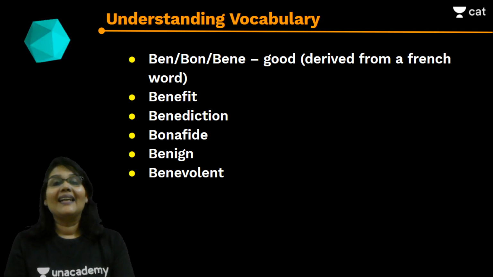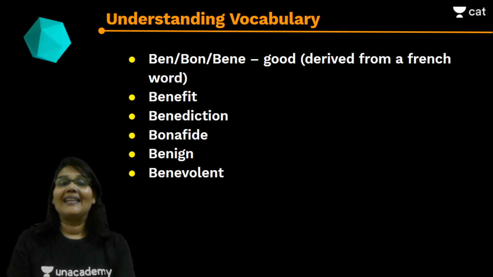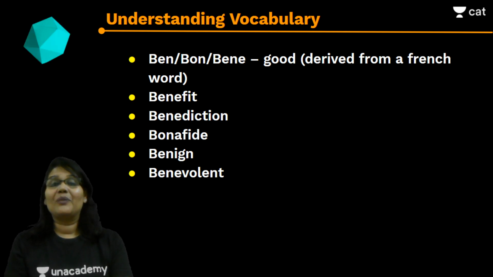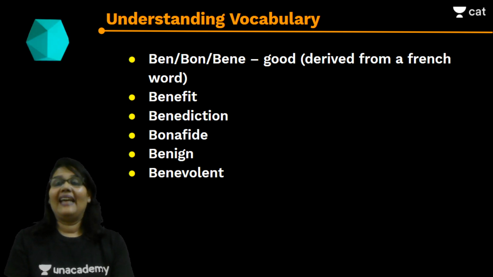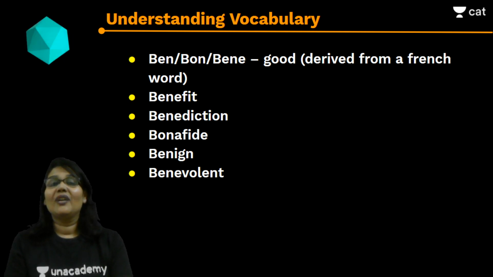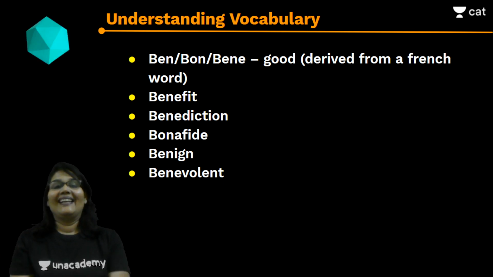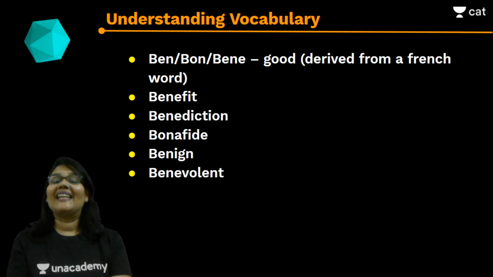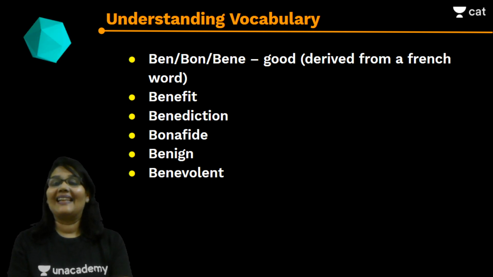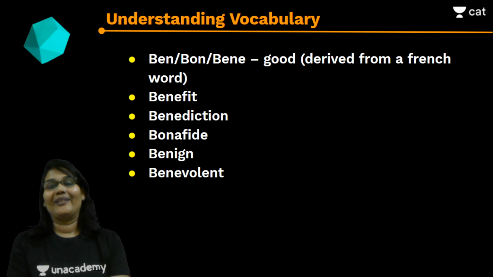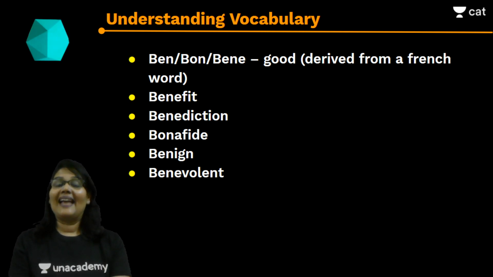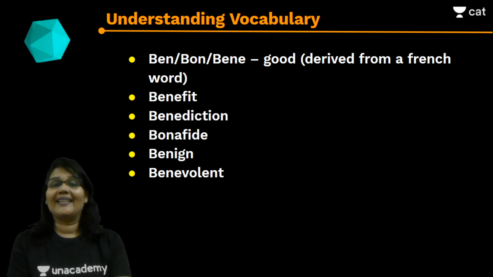But let's look at the words we can derive from it. Benefit. Now benefit is what? An advantage. Any advantage is good, right? Everything that benefits us, that will be good only, right? Let's go to the next one. Benediction. Benediction means blessing. Any form of a blessing is good, right? Let's look at the next one. Bona fide. Bona fide means a genuine certificate, right? So a genuine certificate is a good certificate.